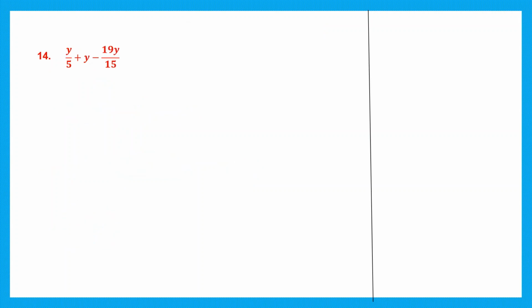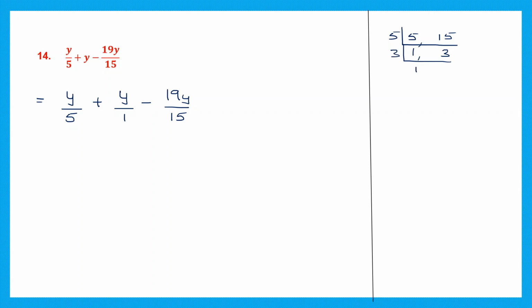Question 14. Here again we have algebraic expressions in the form of fractions. So let's write it down. y plus 5 by 5 plus, we have y by itself, so let's give it the denominator 1, minus 19y by 15. Let's find the LCM of 5 and 15. Starting with 5, 5 1s are 5, 5 3s are 15, and we can continue with 3, 1 and 1. So the LCM here is 5 into 3, 5 3s are 15. So let's use 15 as the common denominator for all three fractions.